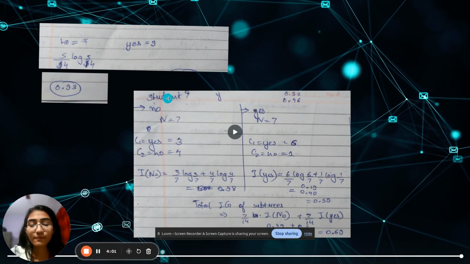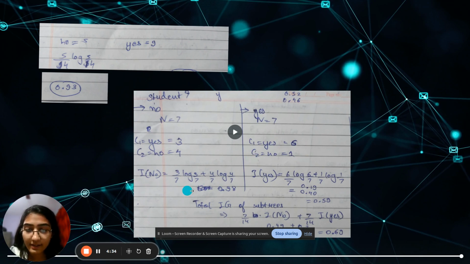Okay, so for each attribute we will find the gain. For student, for this attribute there are two possible outcomes: either the person is a student or is not a student. The total number of no's is 7, the total number of yes is 7, and for no, the classes are 3 yes and 4 no's, and for yes, the class C1 is 6 and C2 is 1.